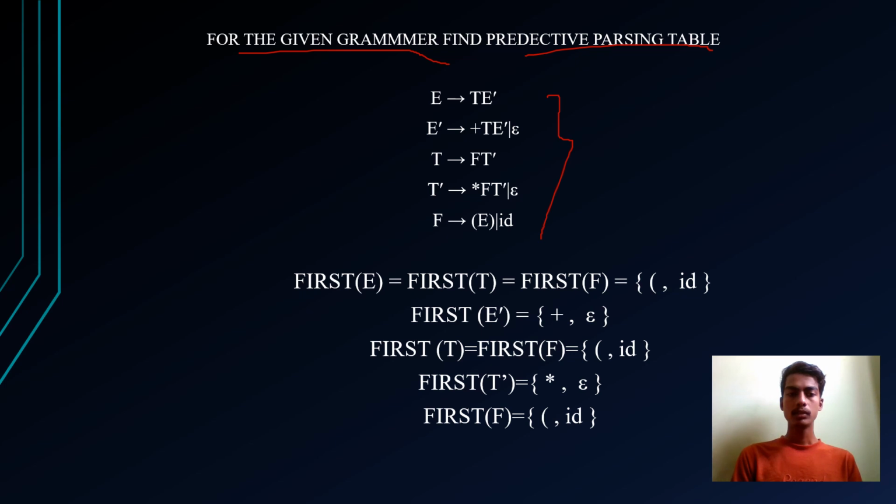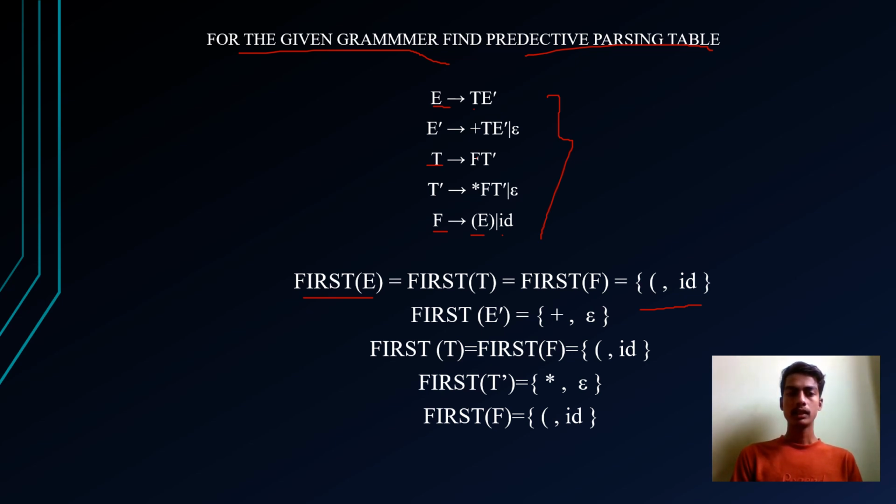In the first step we need to construct the first for each and every given production. Here we need to construct the first of E. First of E is first of T. Then go to T, which is a non-terminal. Therefore, first of T is first of F. First of F is open parenthesis or ID. Therefore, first of E is open parenthesis or ID.